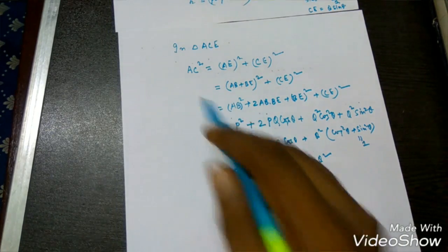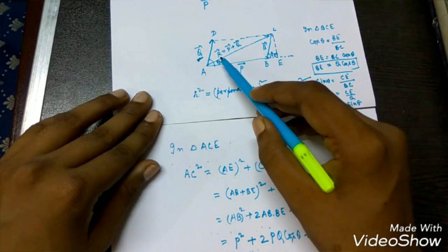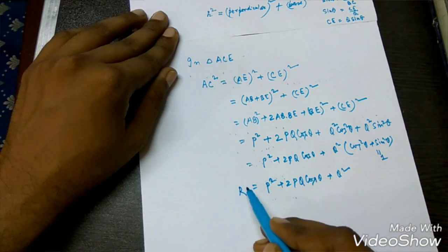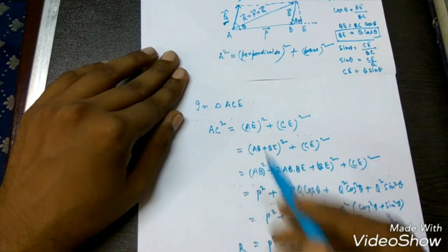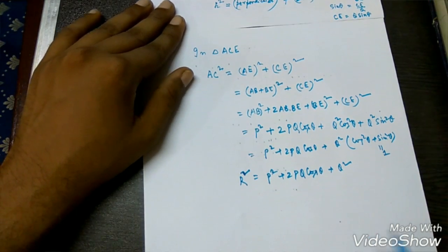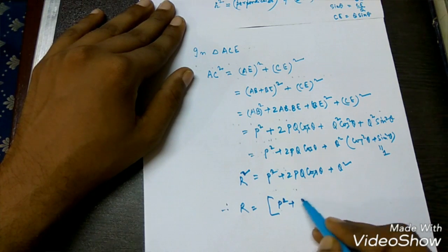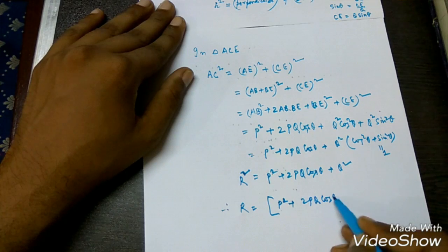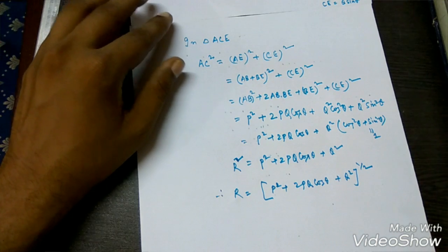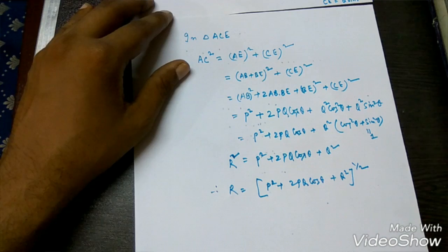So what is AC? AC is just the value of R. So we can replace AC by R, and as it is a square quantity, I am putting the power 2. So R will be equal to (P² + 2PQ cos theta + Q²) to the power 1 by 2. So this is the value of R. This is the magnitude of R.